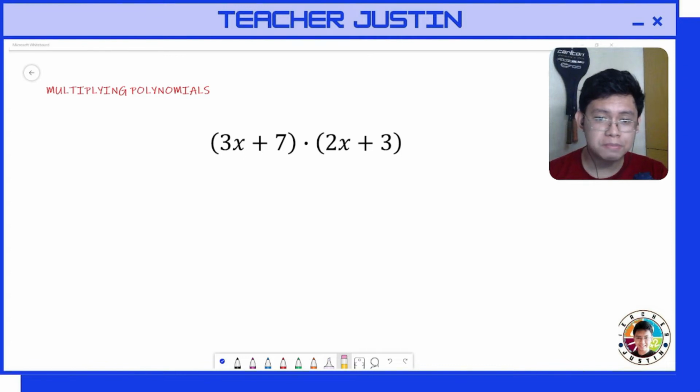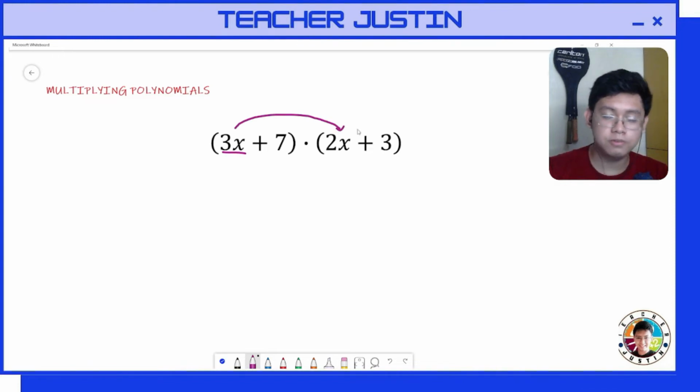Since we're multiplying a binomial by a binomial, we will apply what we call the FOIL method. In applying the FOIL method, we start first with the first term, our first term multiplied to our first term. So 3x times 2x. When we multiply a monomial by a monomial, we multiply the coefficient by the coefficient, and the variable by the variable. And when we multiply variables, we apply the laws of exponent called the product rule, wherein we copy the variable and then add the exponent.